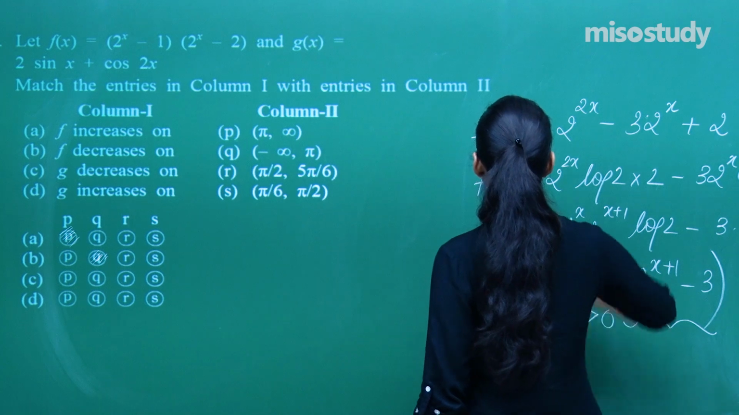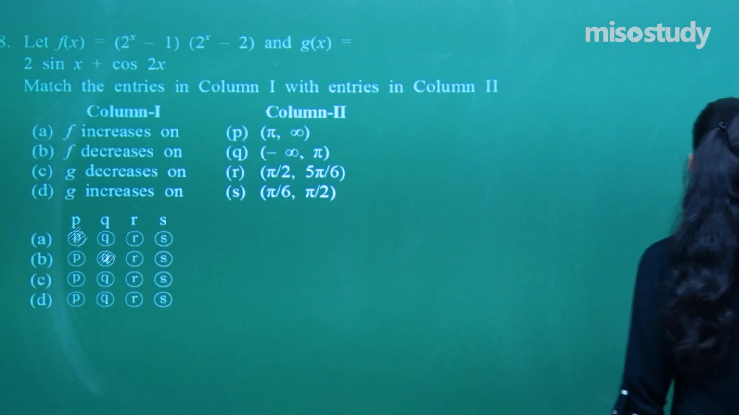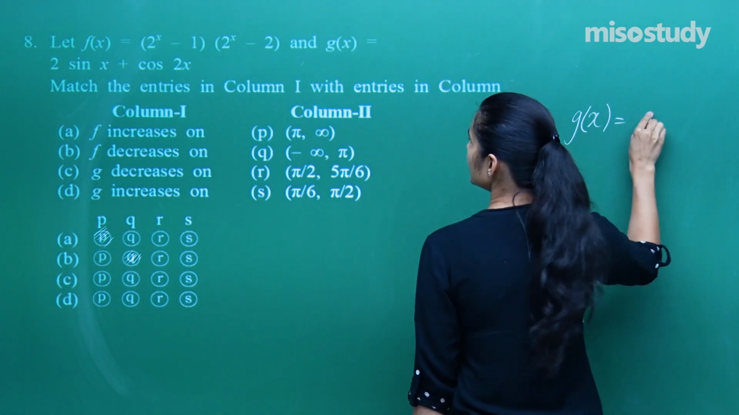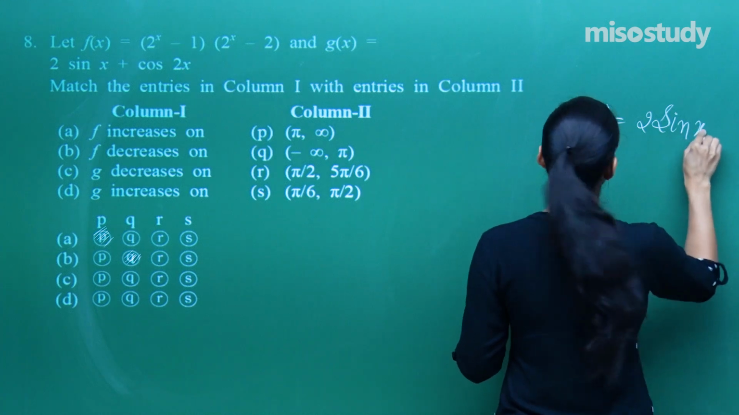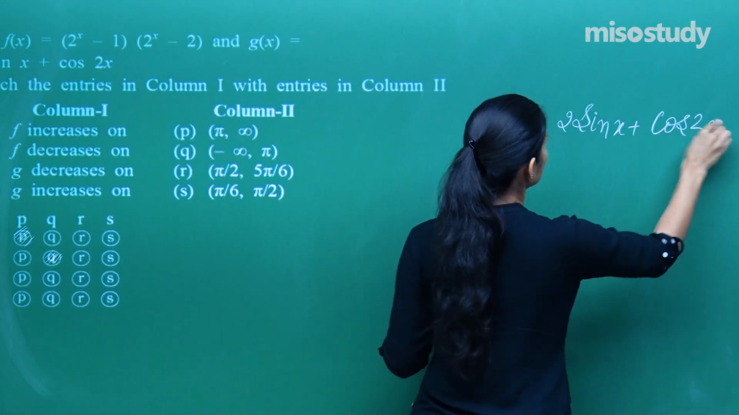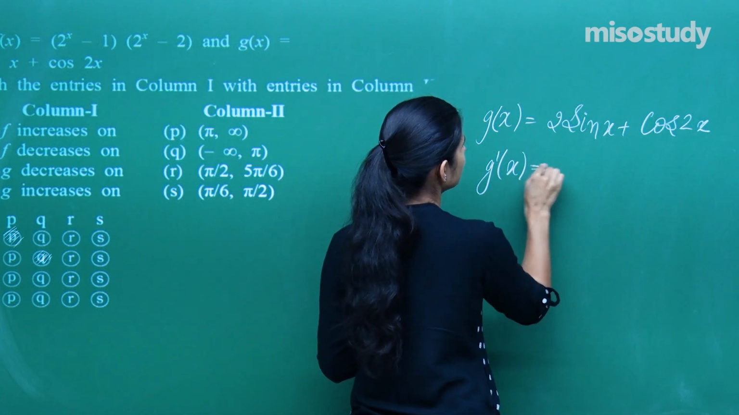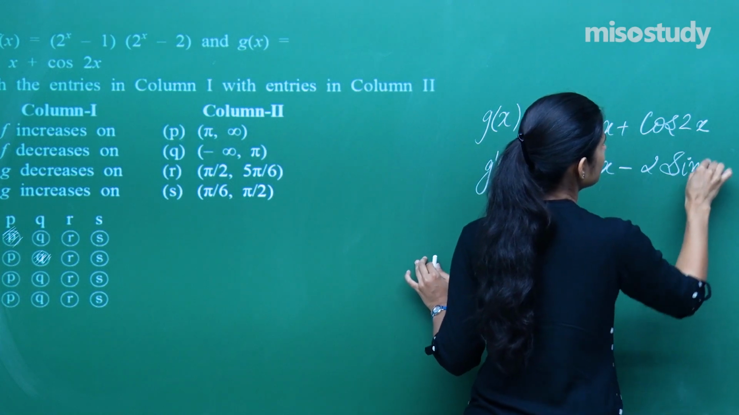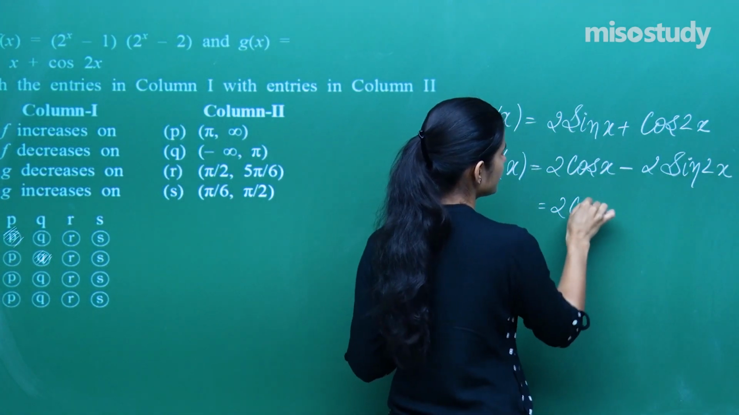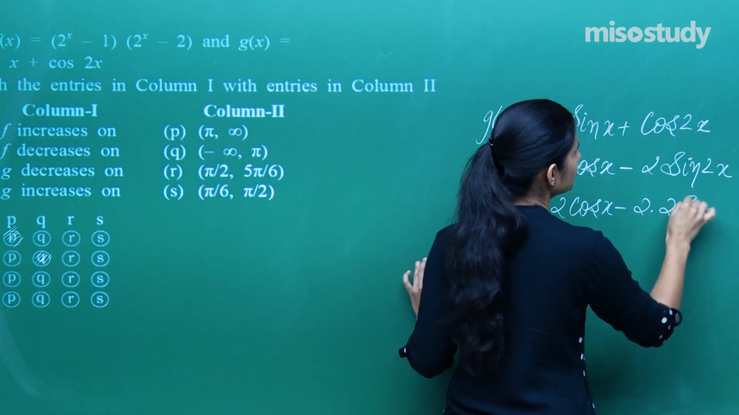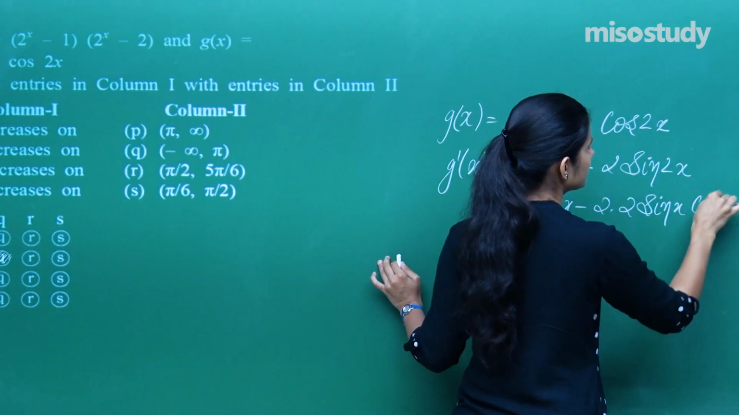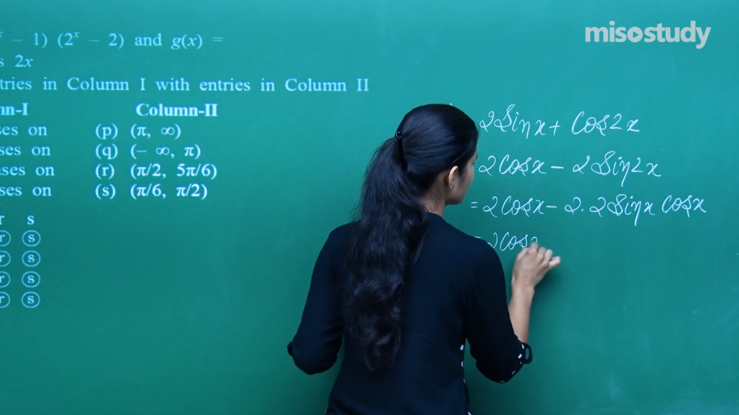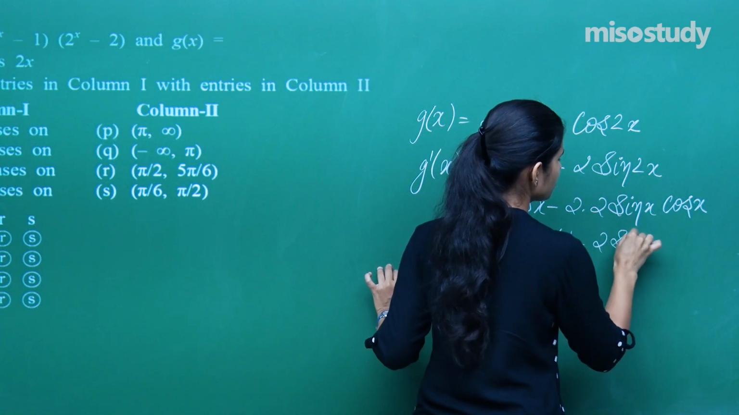If I talk about the next function, that is g, g is what? It is 2 sin x plus cos 2x. So when I differentiate it, what I get is 2 cos x minus 2 sin 2x. This becomes 2 cos x minus 2 into 2 sin x cos x. Again 2 cos x can be brought out common. So 2 cos x, when you bring out common, you are left with 1 minus 2 sin x.